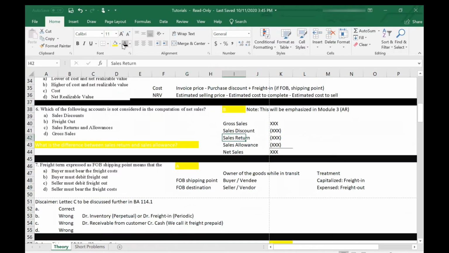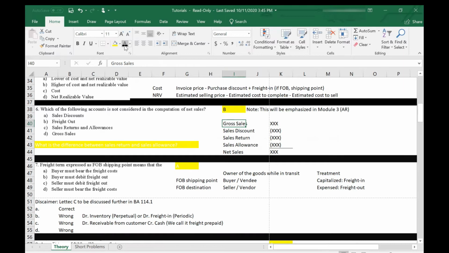Number 6, which of the following accounts is not considered in the computation of net sales? I would just like to emphasize that this will be emphasized in module 3 when you discuss accounts receivable, but for this module, you are focused just on inventory and cash, so walang pumapasok na sales doon. But for this item, the answer is letter B, freight out. Another term for freight out is delivery expense. So delivery expense is not reflected in your net sales.